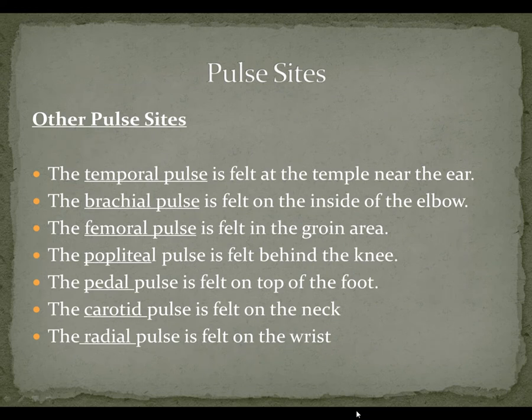In general, the pulse can be felt wherever a superficial artery can be held against firm tissue such as bone. Some locations where a pulse is most easily felt are the temporal pulse, the brachial pulse, the femoral pulse, the popliteal pulse, the pedal pulse, the carotid pulse, and the radial pulse. Like I said, the most common site to take a pulse is usually the carotid artery, but there are several other sites you should be familiar with.